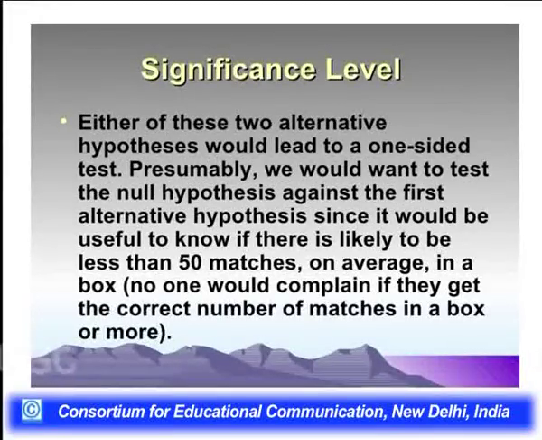Either of these two alternative hypotheses would lead us to a one-sided test. Presumably, we want to test the null hypothesis against the first alternative hypothesis, since it would be useful to know if there is likely to be less than 50 matches on average in a box. No one could complain if the number of matches in a box was correct or more.